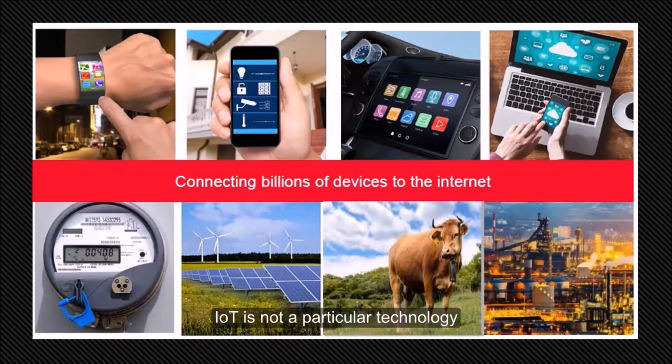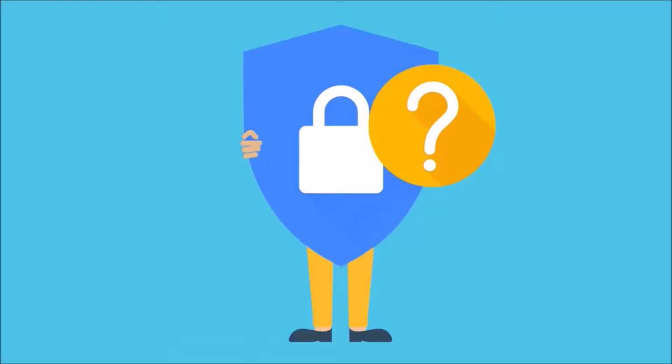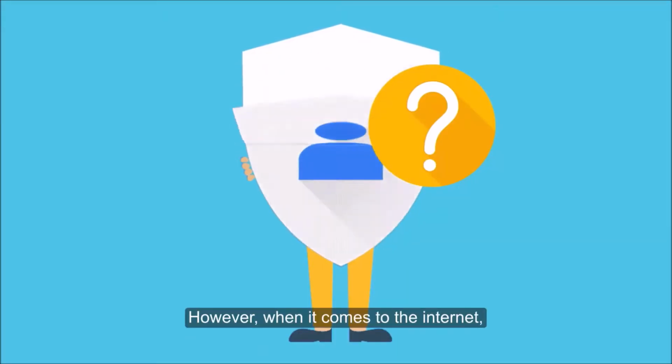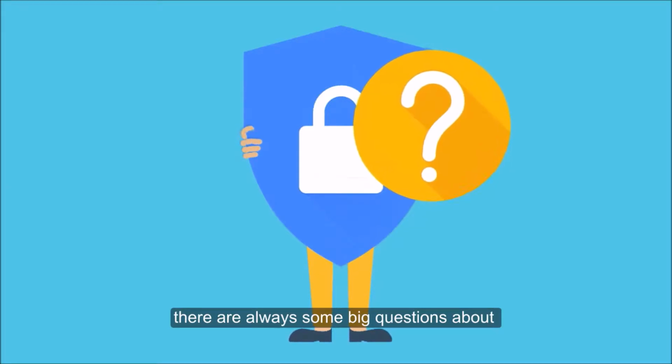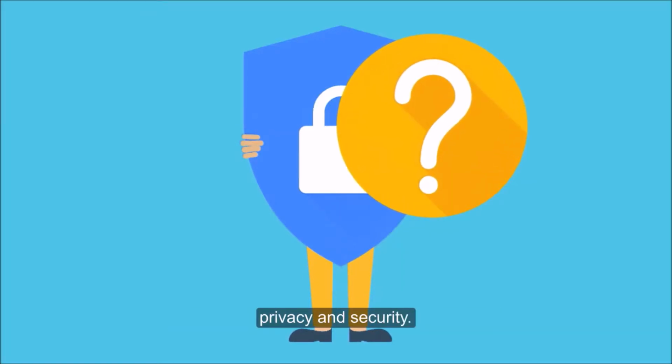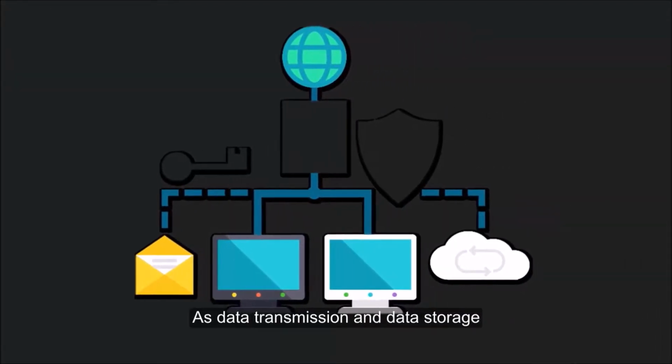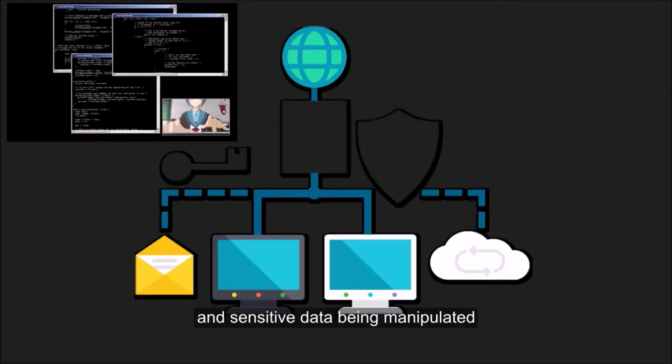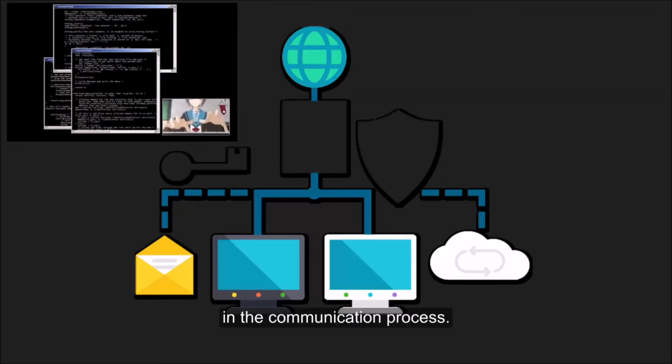IoT is not a particular technology, nor is it a particular device. It's about connecting devices or sensors to the internet. However, when it comes to the internet, there are always some big questions about privacy and security. As data transmission and data storage are susceptible to attacks, this apparent weak point of the system integrity then leads to problems like information leakage and sensitive data being manipulated in the communication process.